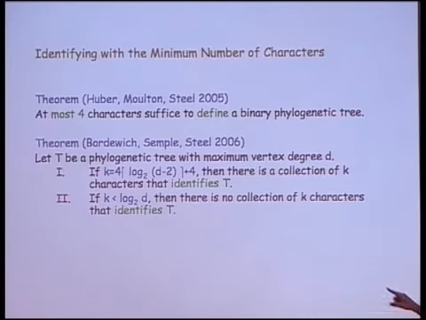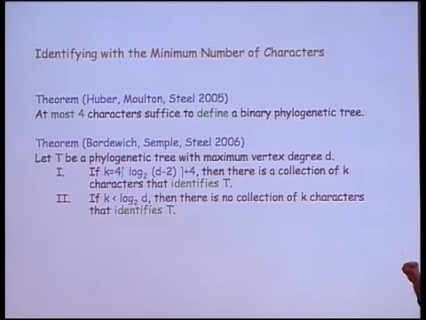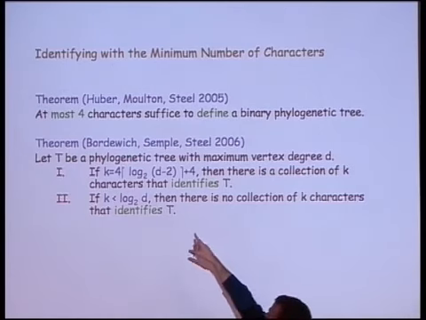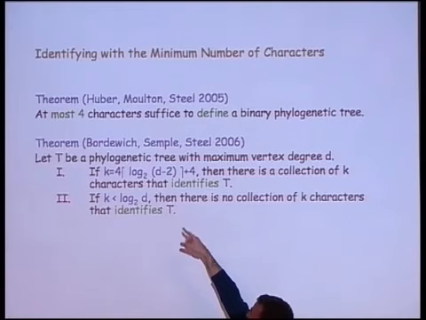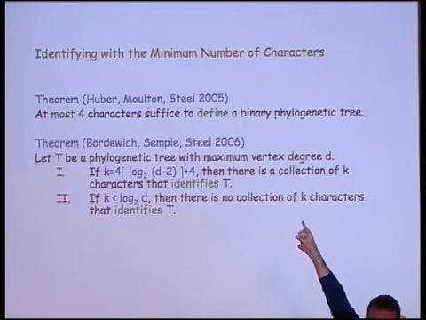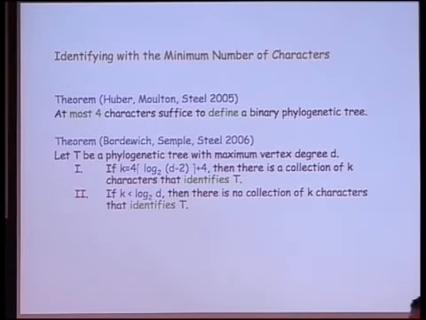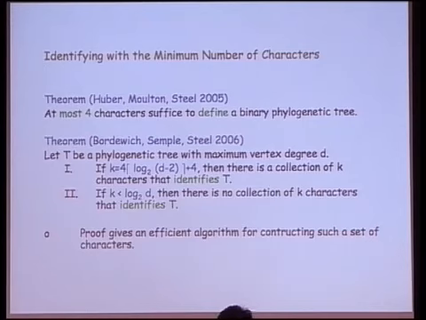And if you look at the first result, if your tree was binary, then D is 3. So log of 3 minus 2 is 1, so it's log of 1, which is 0, and that gets you the original theorem. It actually gets you back the original theorem for binary trees. There's a couple other little points I put there. First thing is the proof actually provides an efficient algorithm for finding such a set of characters.